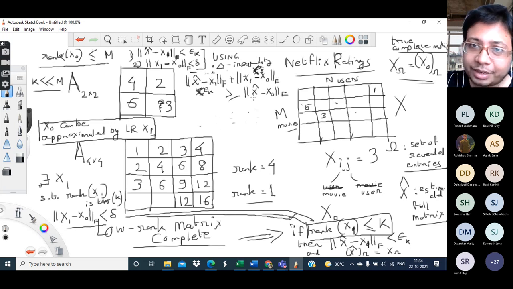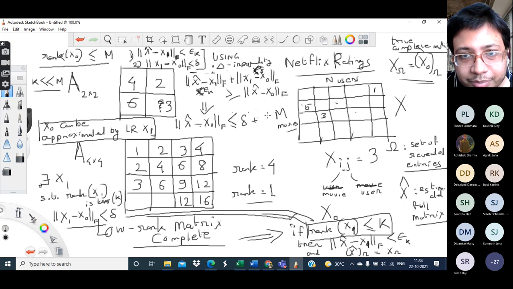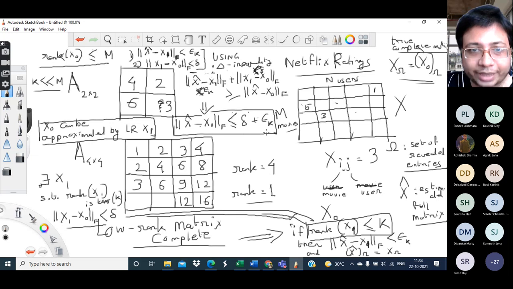But this sum is greater than or equal to this quantity. So using the triangle inequality, what I get is that the Frobenius norm of X hat minus X naught is less than or equal to delta plus epsilon K. That means that although X naught is not actually a low rank matrix, it is actually quite close to a low rank matrix, and I mean close in terms of Frobenius norm.